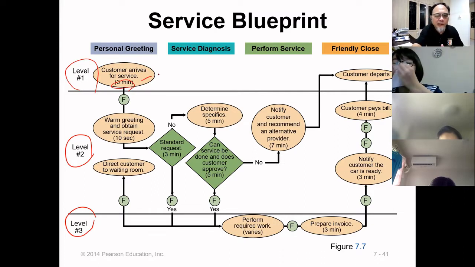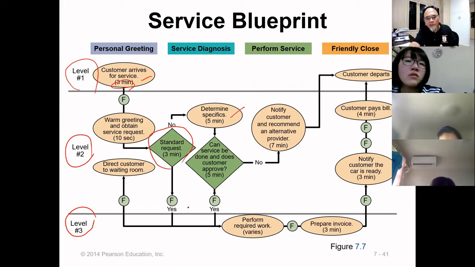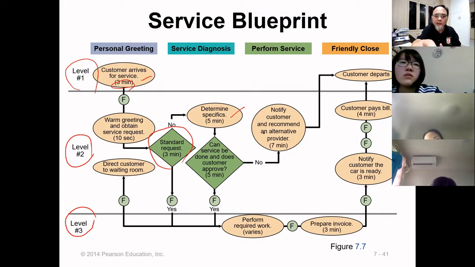Then it will actually, okay. Warm greeting and again service request. If it is a standard request, what is the action? Determine the details. And what if there is no standard request? Okay, you determine the specification, but if there is a specific request by the customer, you follow through. This is the service diagnosis.